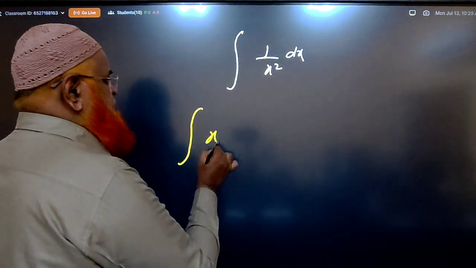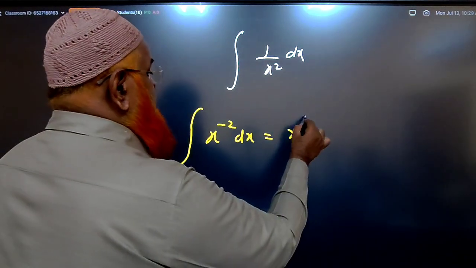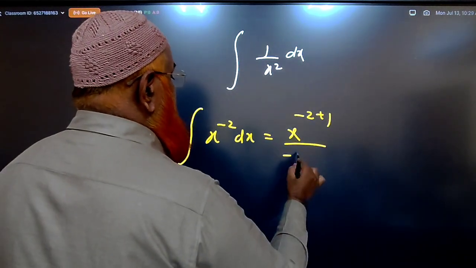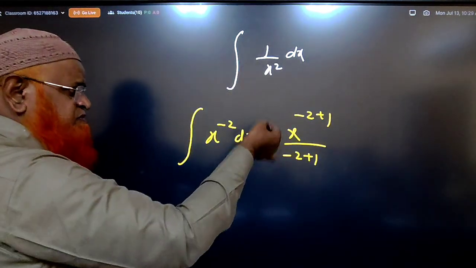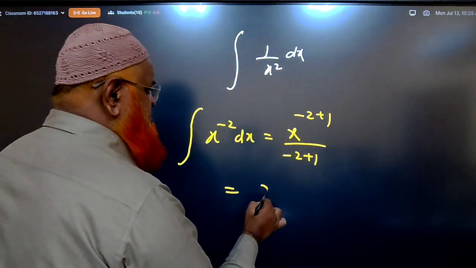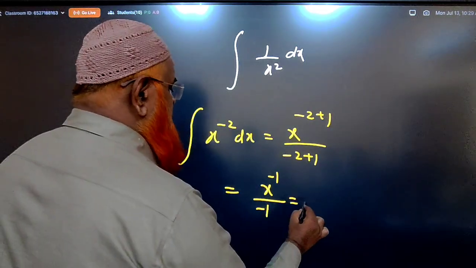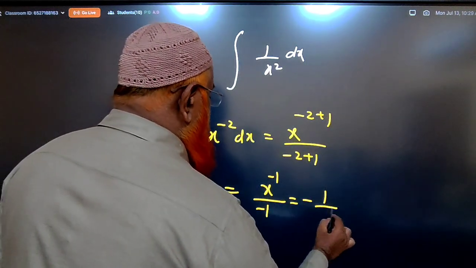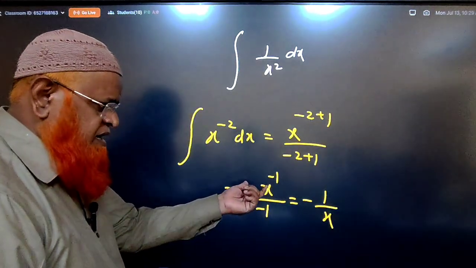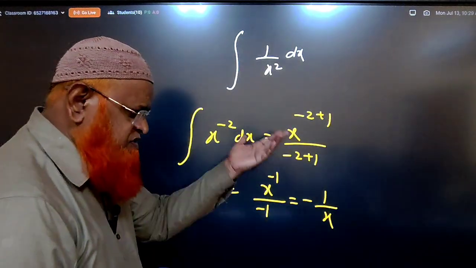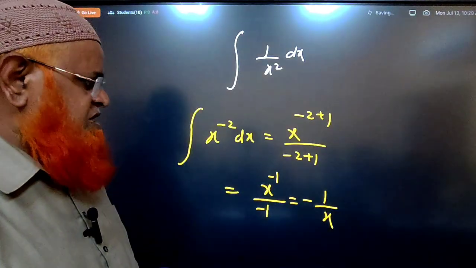This can be taken as x power of minus 2 into dx. This can be taken as x power n plus 1 by n plus 1, because n is going to be minus 2 here. X power of minus 2 plus 1 is how much? X power of minus 1 by minus 1, which can be taken as minus 1 by x. Because of the minus sign, x power of minus 1 goes to the denominator and becomes x power plus 1. So this is going to be your final step here.